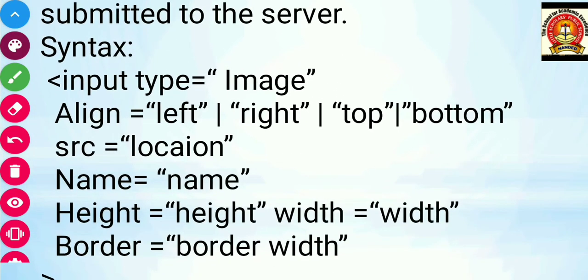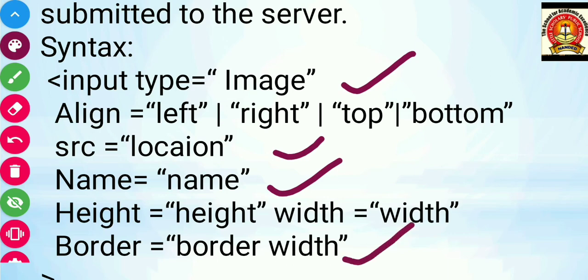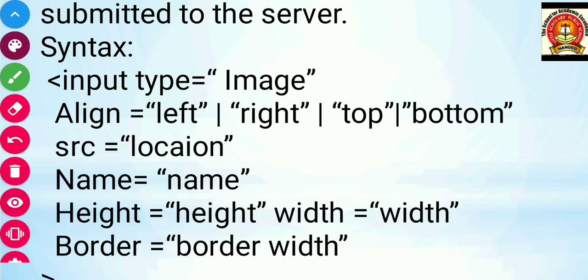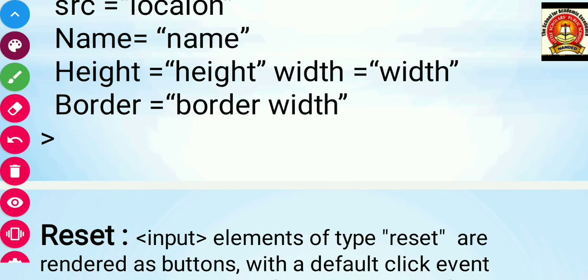The image has many different attributes. First you set the input type as image, then alignment, that means you set the position: left, right, top, bottom. Then you give the src, that is the source of the image. Then you can give any name, and set the height, width, and the border width of the image. After setting all the details, you can set the image there.